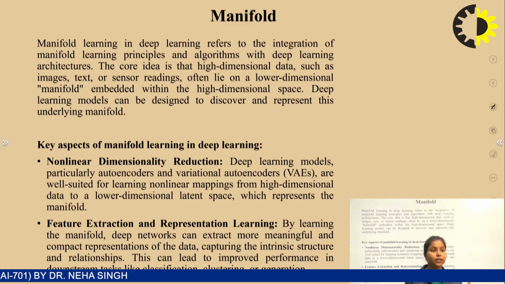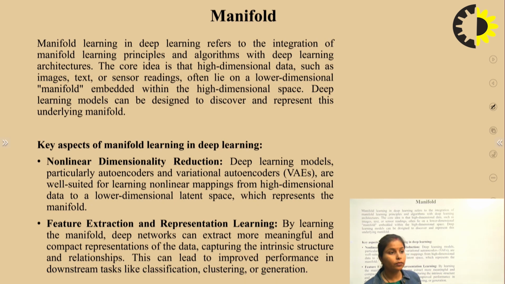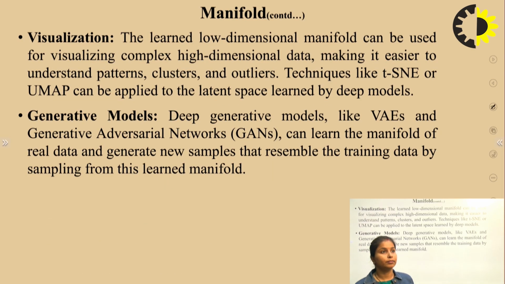The next key aspect is feature extraction and representation learning. By learning the manifold, deep networks can extract more meaningful, compact feature representations of the data and capture the intrinsic structure and relationships. This can improve the performance in downstream tasks like classification, clustering, or generation. It is also used for visualization: the learned low dimensional data can be used to visualize complex high dimensional data, making it easier to understand patterns, clusters, and outliers.